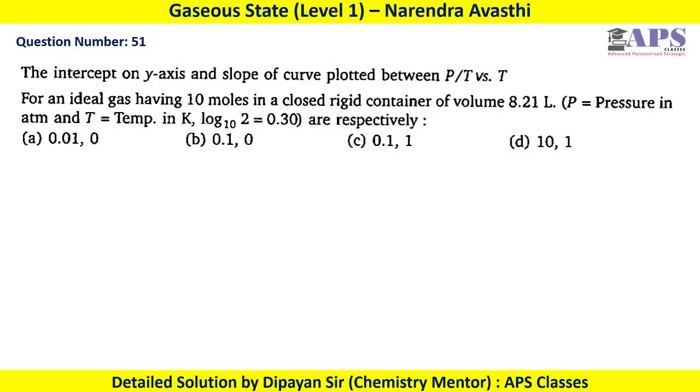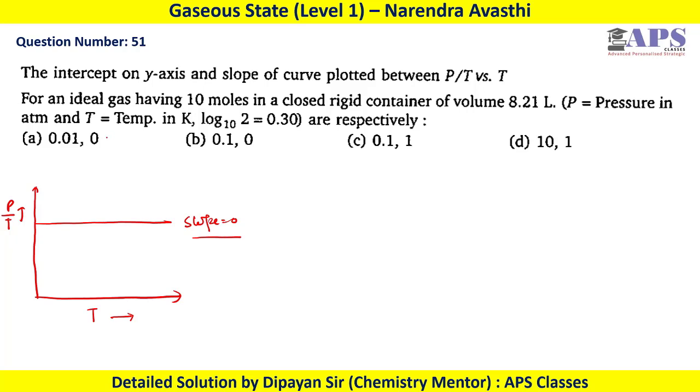In question number 51, the intercept on the y axis and slope of the curve plotted between P by T versus T. So as we know that for an ideal gas, the P by T versus T plot will look like this. Now we can see that the slope of this graph is 0. So we have to calculate the value of the intercept and slope of the graph.